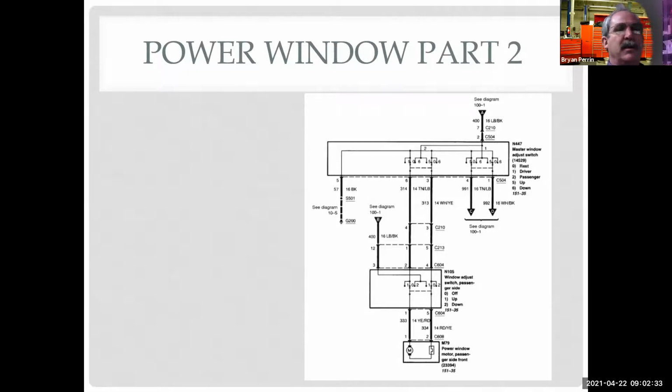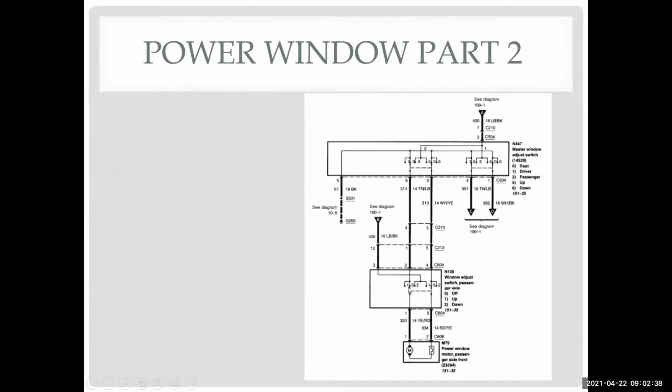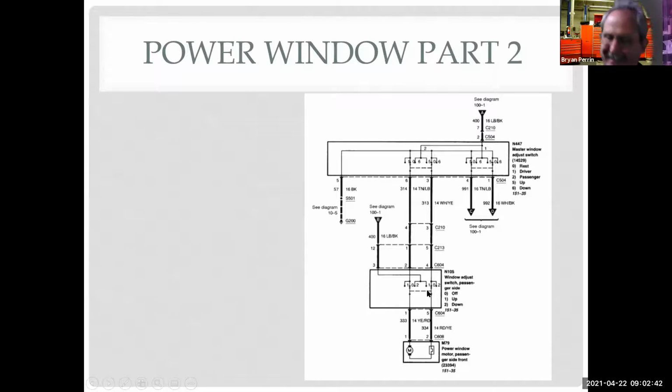So why are there two switches? Yeah. So this is the master switch on the driver's door. This is the switch on the passenger door or the rear door. The passenger door. Okay, I got it. Okay. Yeah.